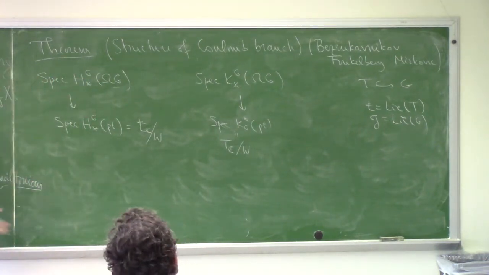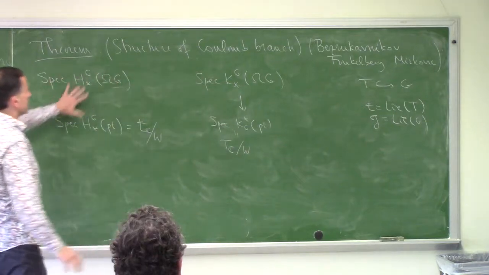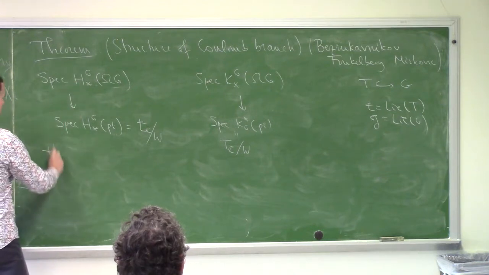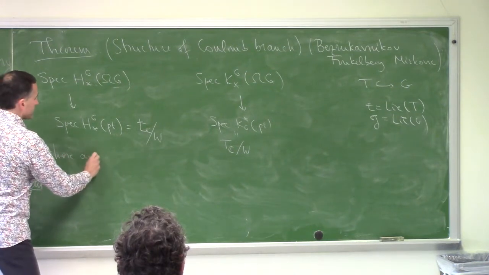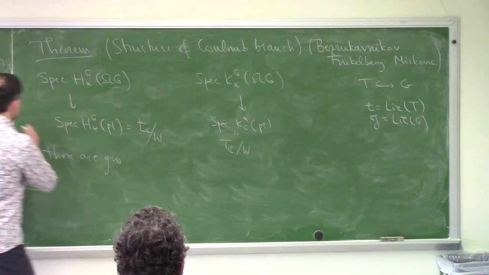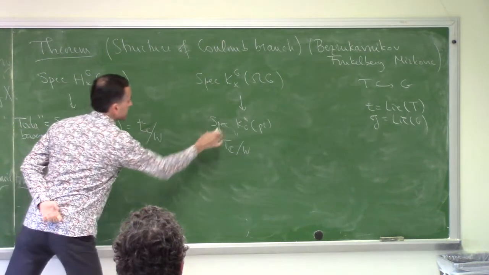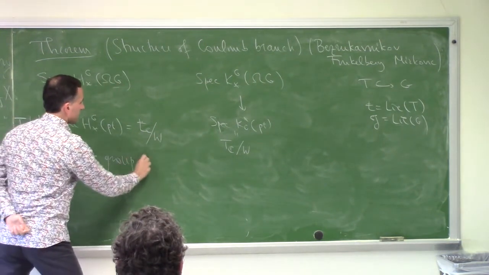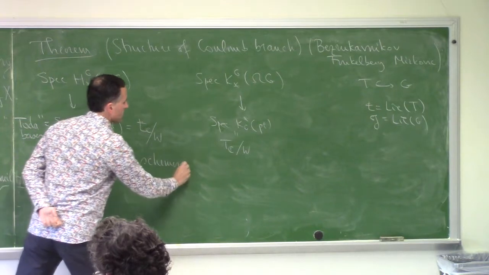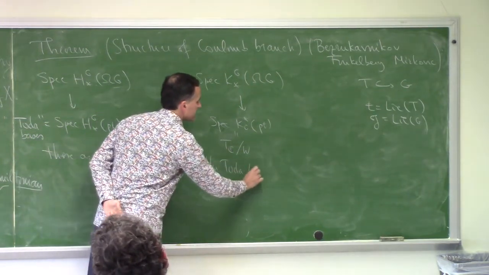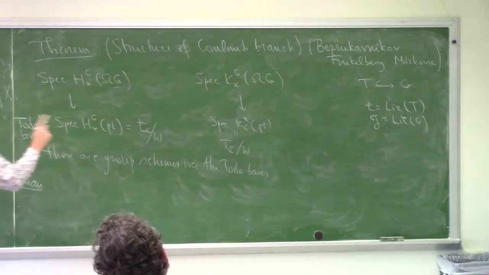So these maps are obvious. I haven't told you anything that wasn't obvious. But the next thing that's obvious from the structure is that these are group schemes. So let's call these guys the Toda bases. These two guys are the bases. So group schemes over the Toda bases. I still haven't said anything yet.